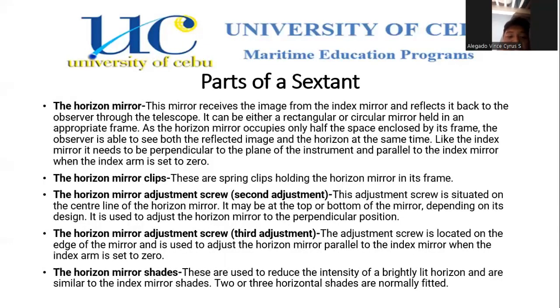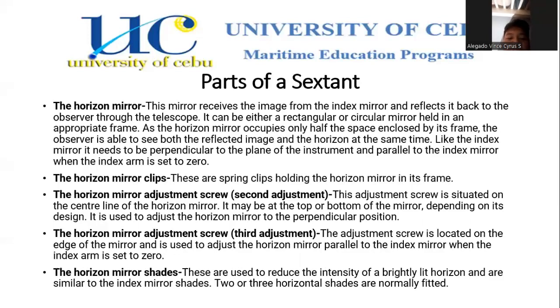Horizon mirror adjustment screw. Third adjustment. The adjustment screw is located on the edge of the mirror and is used to adjust the horizon mirror parallel to the index mirror when the index arm is set to 0.